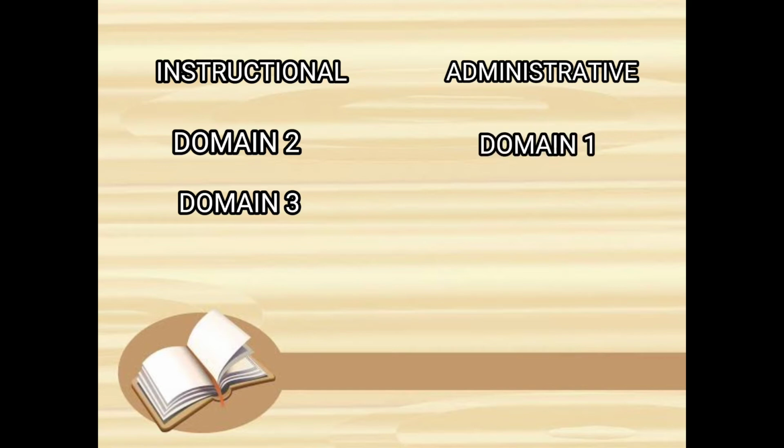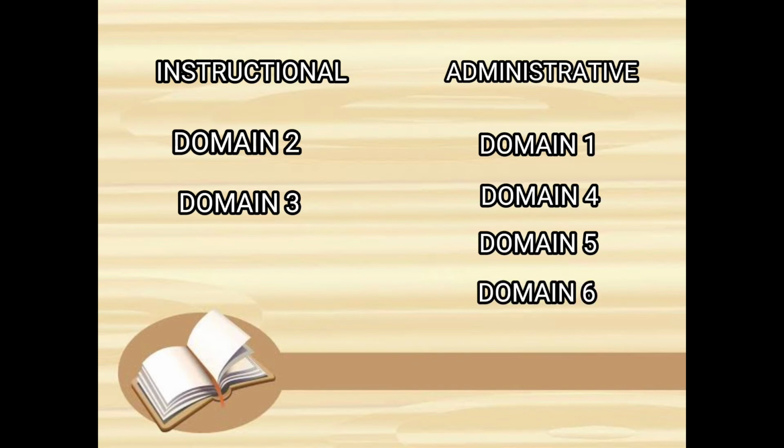And on administrative, we have Domain 1, School Leadership, Domain 4, HR Management and Professional Development, Domain 5, Parent Involvement and Community Partnership, and Domain 6, School Management and Operations. While Domain 7 can relate to both instructional and administrative, since this has something to do with a teacher's personhood, which cannot detach from what a teacher says and does.